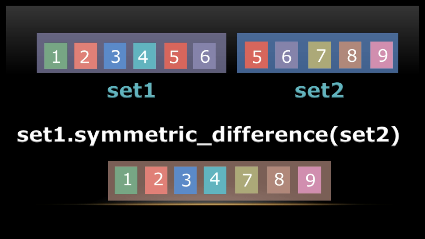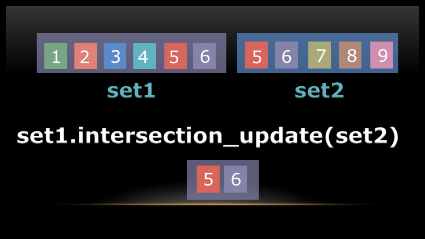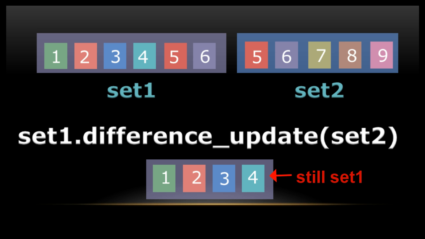Another thing the mystery box can do is transform itself. Not only can it determine the union or intersection or differences, it can also make itself into those things. So if I want to change the contents of the first box into the combination of everything from both boxes, I would use update. And if I want to change it to the items that are only in both boxes, I would use intersection update. And yes, you guessed it, to change the first box to the items that are only in the first box but not the second, I'd use difference update.